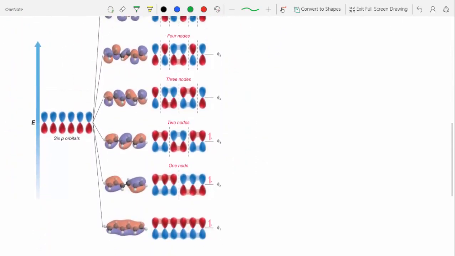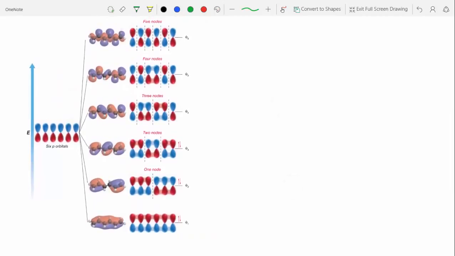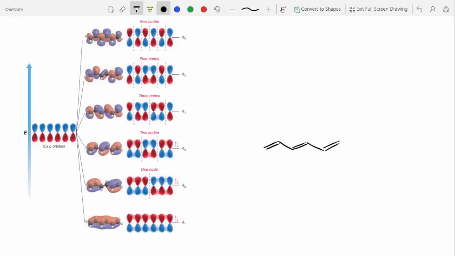Oh man, let's see if I can get this to fit. This one's a little bit harder to see. But let's take a look at the diene shown here. Right, we've got 1, 2, 3, 4, 5, 6 carbons. 1, 2, 3, 4, 5, 6 carbons. So this is the molecule we're representing with this energy diagram. Which one is the HOMO? Is it going to be the bottom one, the second one, third one, fourth one, fifth one, or sixth one up?